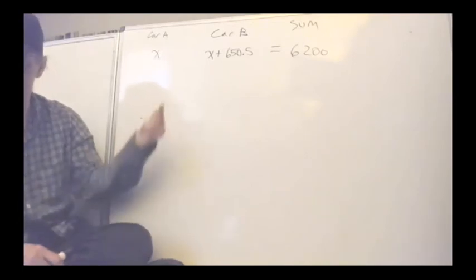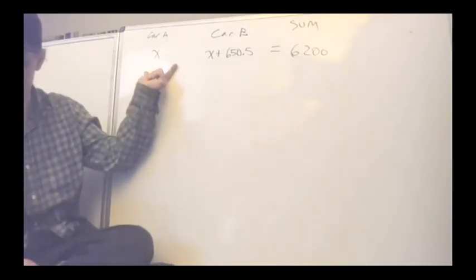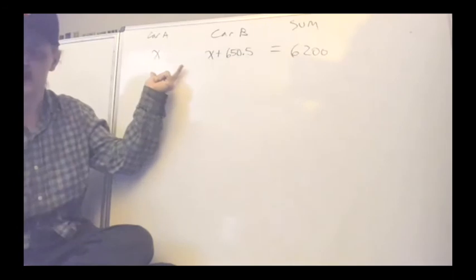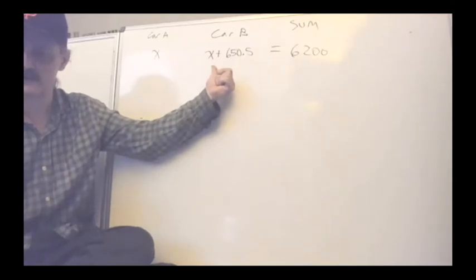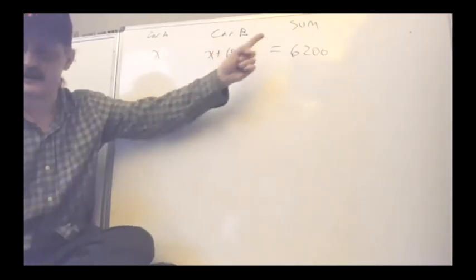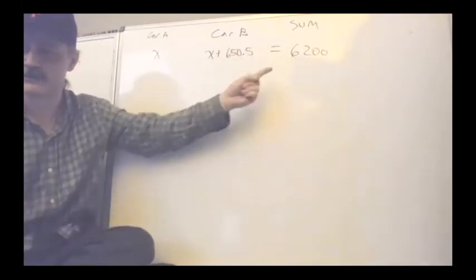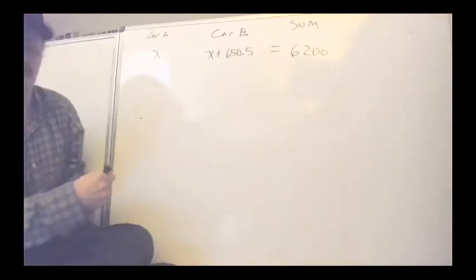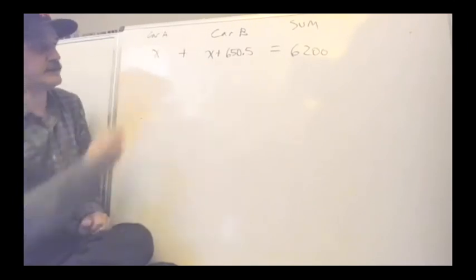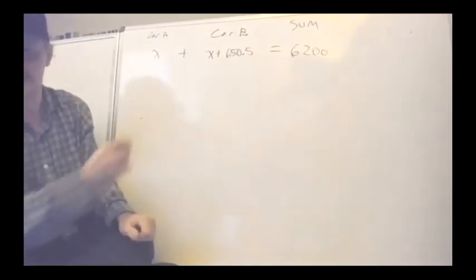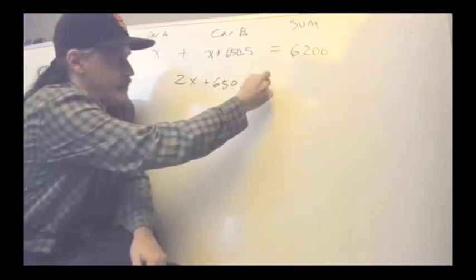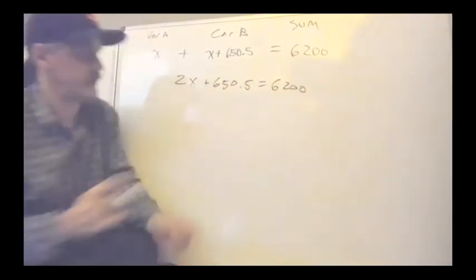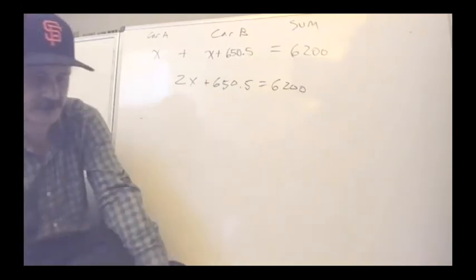All right, so we can call one car the unknown, and we know the other car is 650.5 pounds bigger than that first car. I just called this car A and car B, and we know the sum of the two cars should equal 6,200. So that means we can add these two expressions and solve this problem. Right, so then you just subtract and divide by 2.